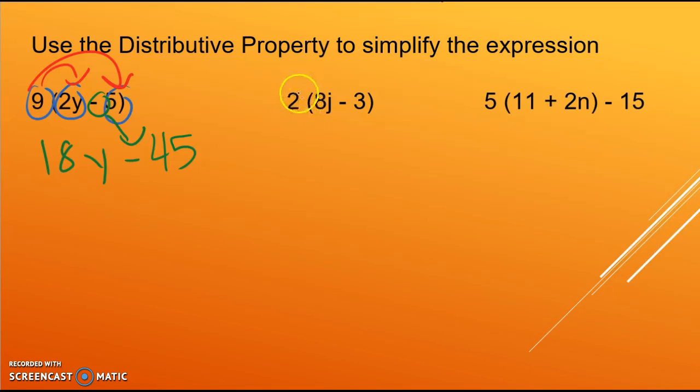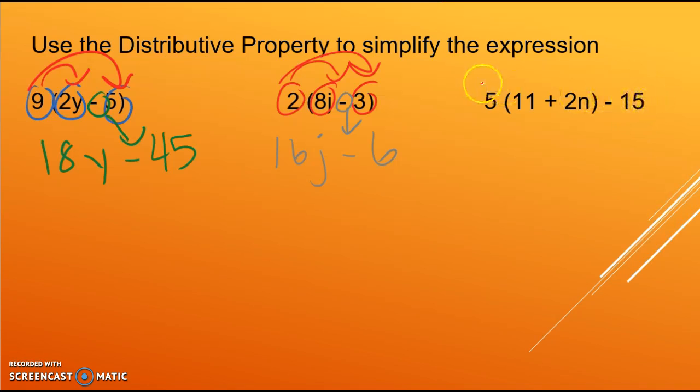Now, for the second one, I have 2, 8j, and 3. When I distribute, I draw my arrows. 2 times 8j is 16j, and 2 times 3 is 6. Since I had a minus here, that needs to find its way down here. And my final answer would be 16j minus 6. These are not like terms, so I can't combine them. My answer is done.